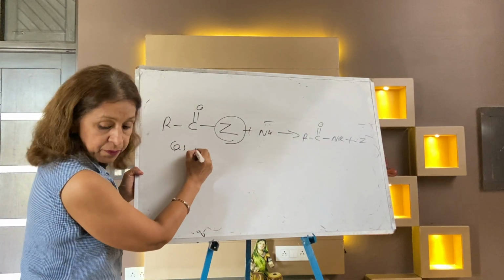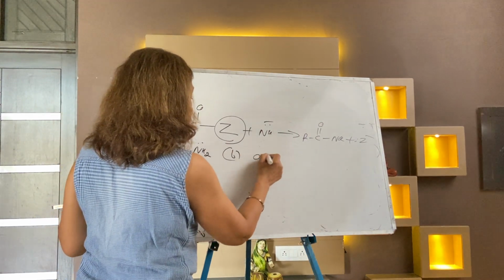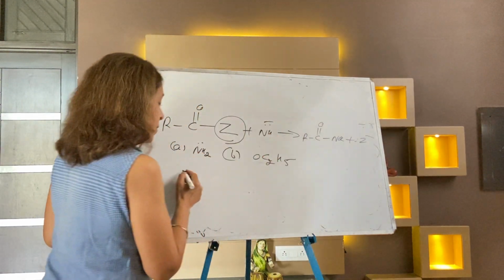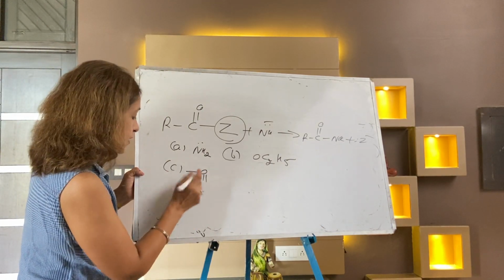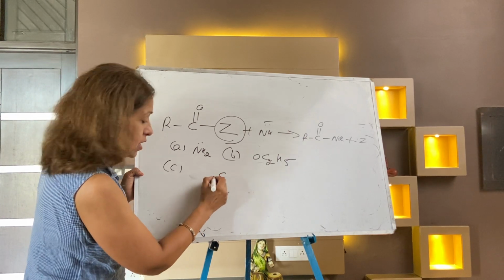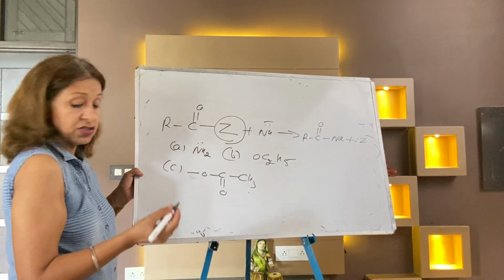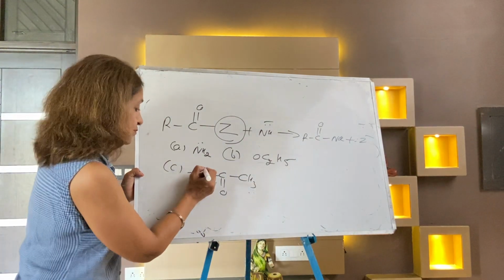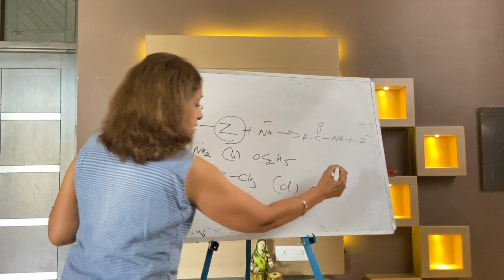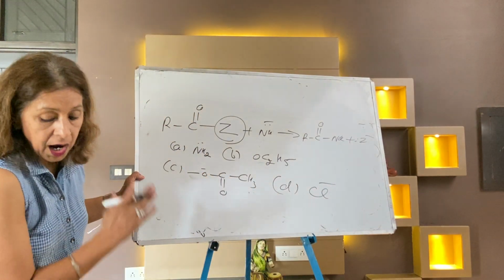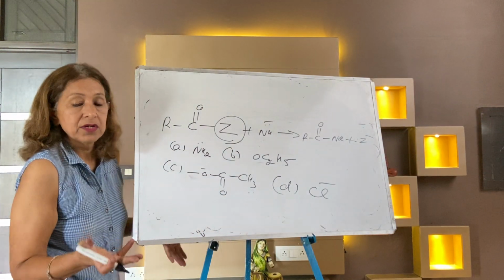A is NH2, the amine. B is ethoxy. C is again acetate, single bond O, double bond O, CH3COO-, the acetate ion. And D is Cl-. So the question is, out of these four, which one will be the LG?